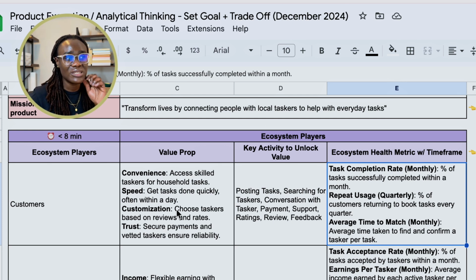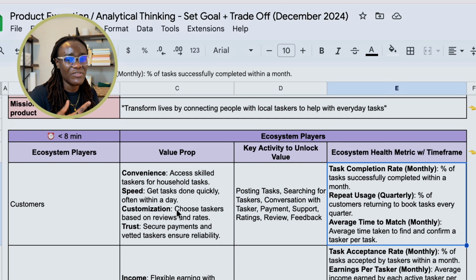So for the customers, you're thinking of how many tasks are started and are successfully completed, maybe within a month, and how many of them are coming back to create new tasks, potentially within a quarter, and the average time it takes for a customer to create a task and then confirm the task to be done with the tasker. Speed is one of the value propositions there. So the faster we're able to match tasks with taskers, the better it is for customers.